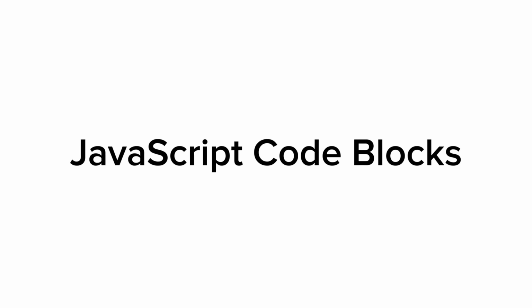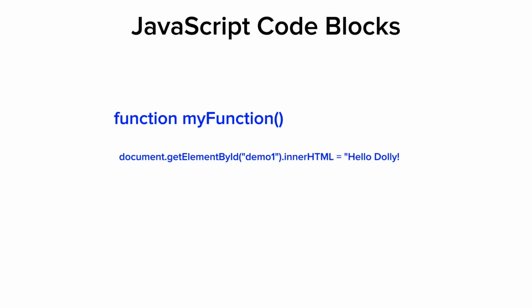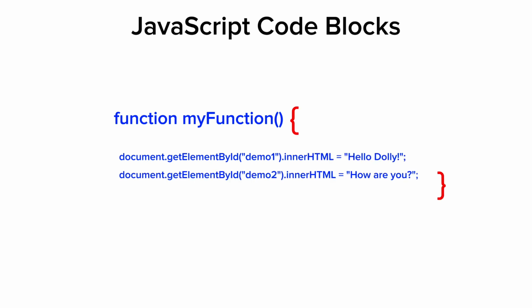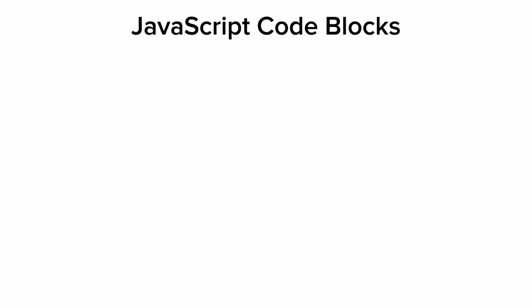JavaScript code blocks. JavaScript statements can be grouped together in code blocks inside curly brackets. The purpose of code blocks is to define statements to be executed together. You can mostly find statements grouped together in blocks in JavaScript functions. Let's see how we use statements in a function.